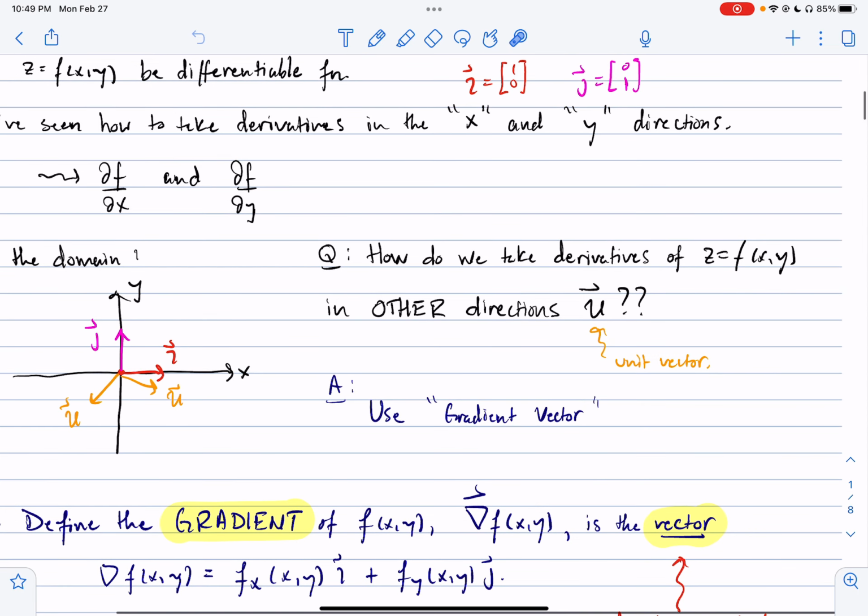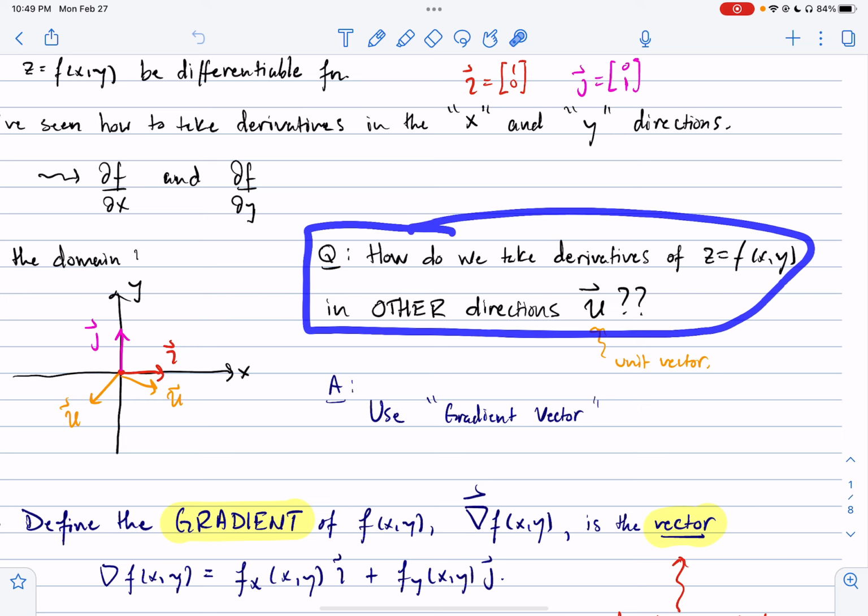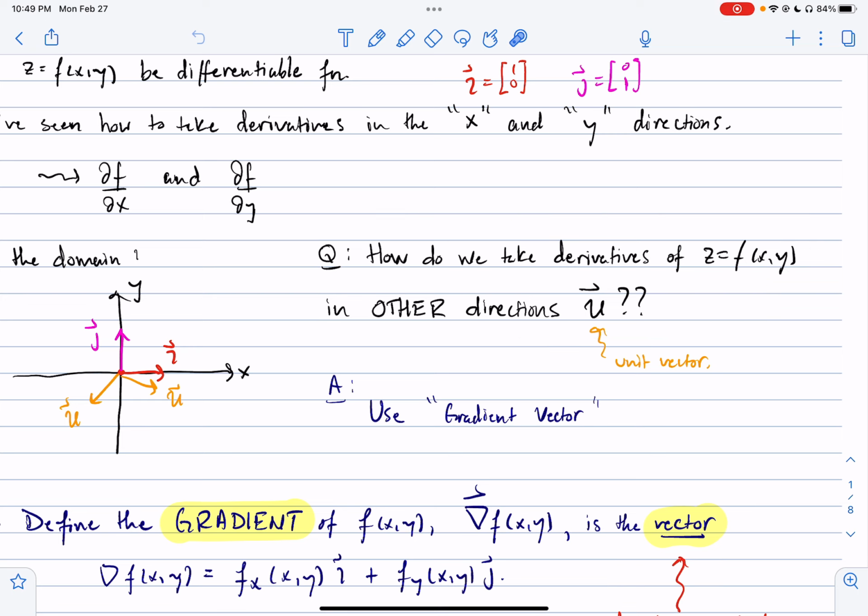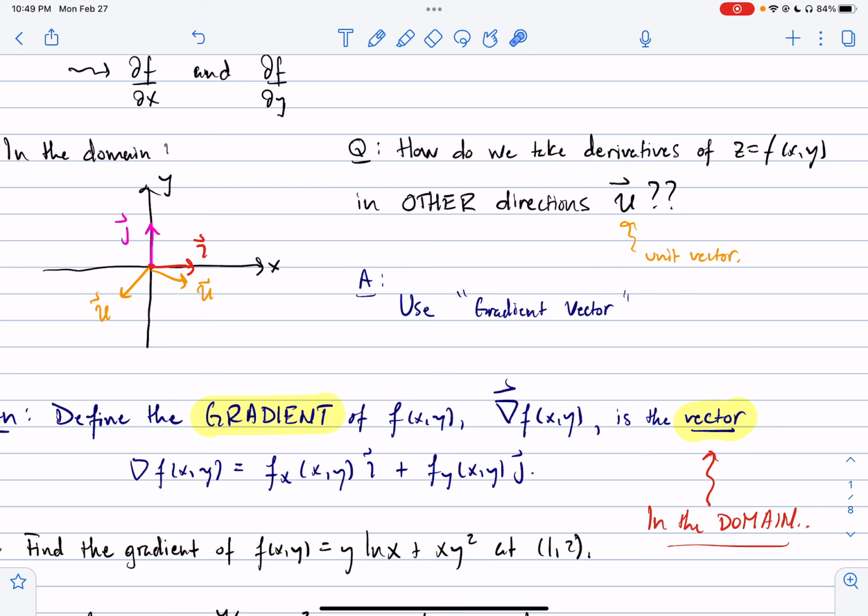And a natural question that arises is, how do we take the derivative of f in other unit directions u? So how do I take the derivative of f with respect to other vectors u, where I'm going to require u is always a unit vector? And the answer to this comes out of this new concept known as the gradient vector.